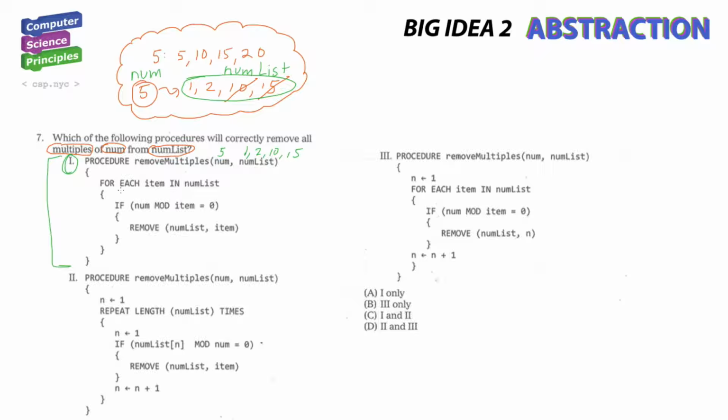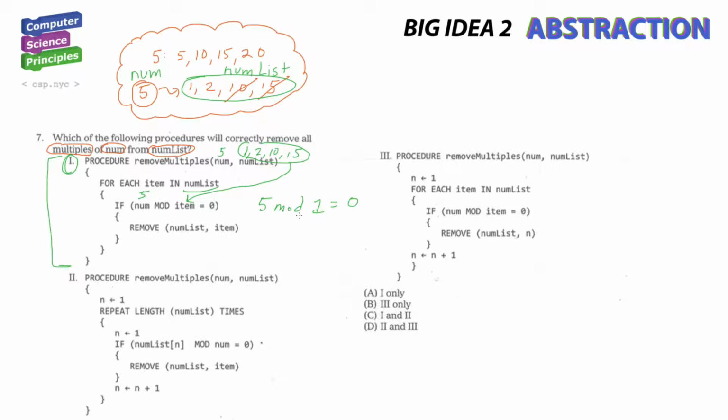So it says for each item in this list, if num mod item, so the num we've got is 5, the item would be one of these numbers. Okay, the item would be each of these numbers as it cycles through. So if, let's take the first one, if 5 mod 1 equals 0, then we're going to remove from the num list the item.